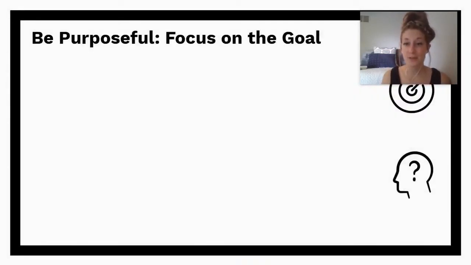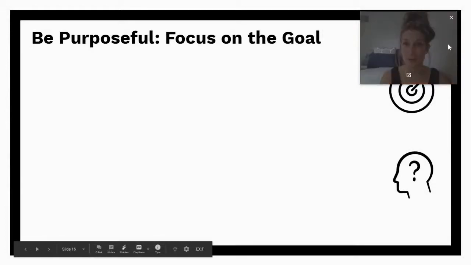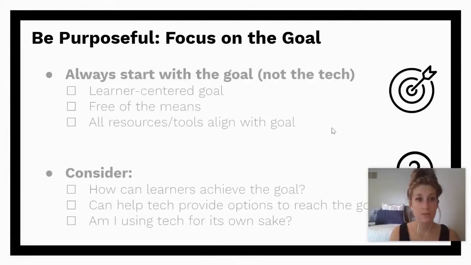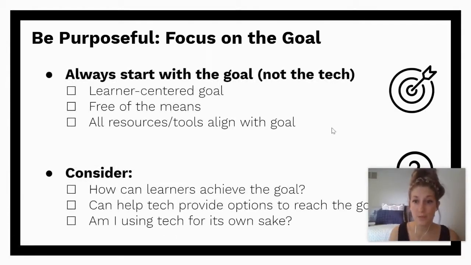So the first thing that we can do is focus on our learning goal rather than the tech first. If we're focusing on our learning goal, then we're focusing on that content, not I just want to use Flipgrid for Flipgrid's sake. I'm not bashing Flipgrid. I love it, but I'm just using that as an example. And making sure that our goal is learner-centered. So our learners' vocabulary should be in that goal.